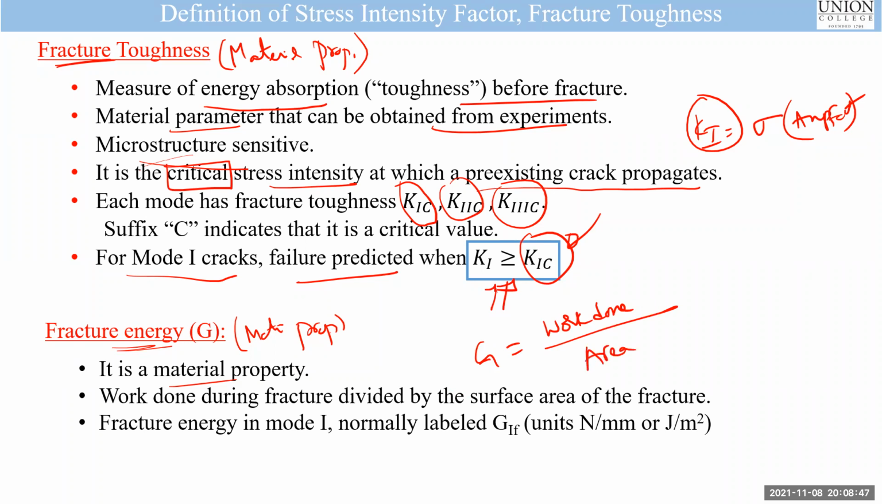G is different in different modes. Fracture energy in mode 1 is G1F and so on, G2F, G3F. So for different modes, you have fracture energy. And again, this is a material property that you can find in the material database. Is that okay?